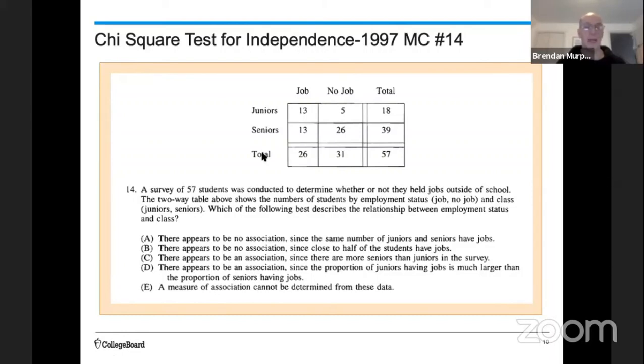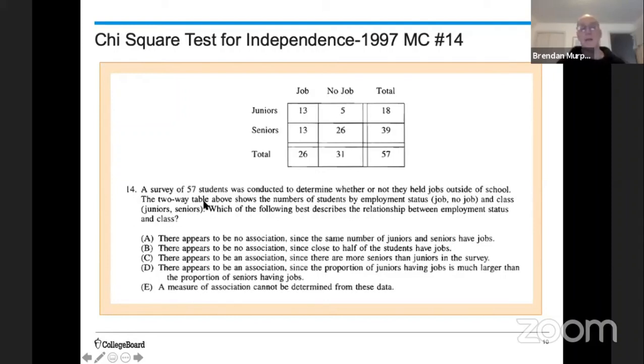I have one population, one school. I've hopefully randomly surveyed 57 students. And I want to see if there's some relationship between your year in high school, are you a junior or a senior, and your job status. The two-way table above shows the number of students by employment status, job or no job, and by class, junior or senior. Which of the following best describes the relationship between employment status and class?